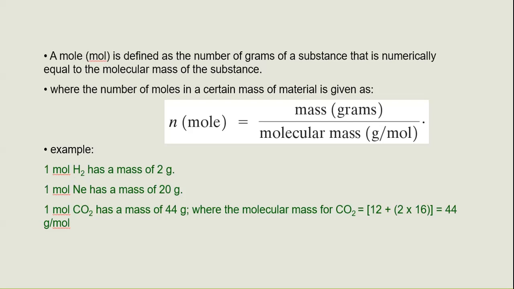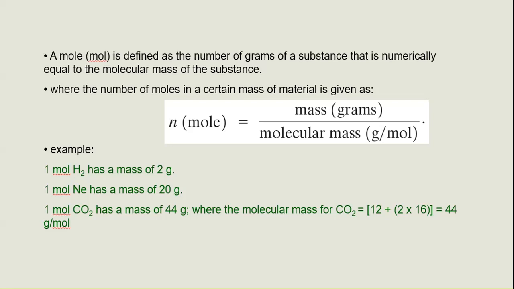So the mole is very related to Avogadro's number. Every time you say anything n moles, that means that particular thing has n multiplied by Avogadro's number, which is 6.022 times 10 to the power of 23. For example, as given below, 1 mole of H2 has a mass of 2 grams, 1 mole of Ne has a mass of 20 grams, 1 mole of CO2 has a mass of 44 grams.